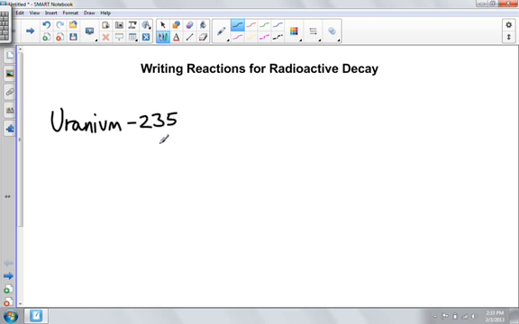Now this is one way that you'll see radioactive isotopes written. Uranium-235 means 235 is the mass number for that uranium. So if U is the symbol for uranium, 235 would be the mass number. I forget exactly what the atomic number for uranium is. I don't have a periodic table here with me. It's probably 92 or something like that. So the 235 always means the mass number.